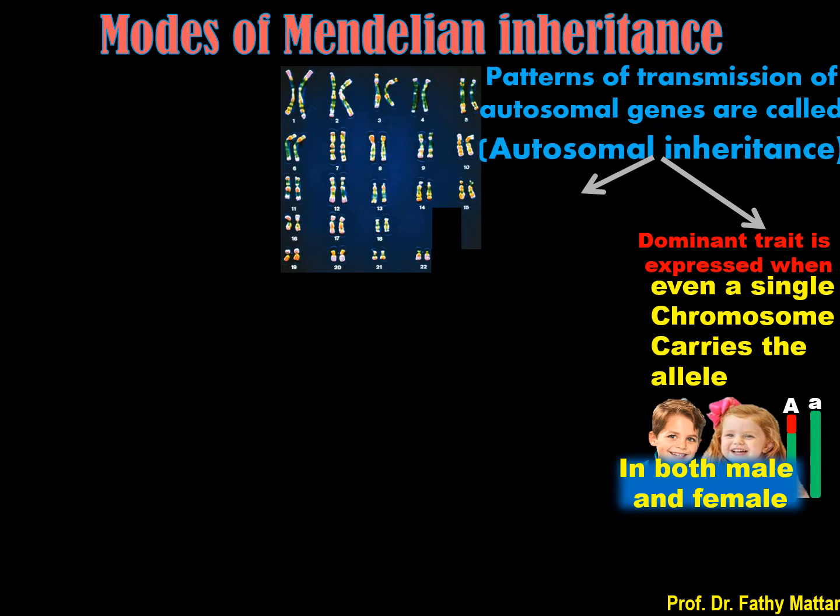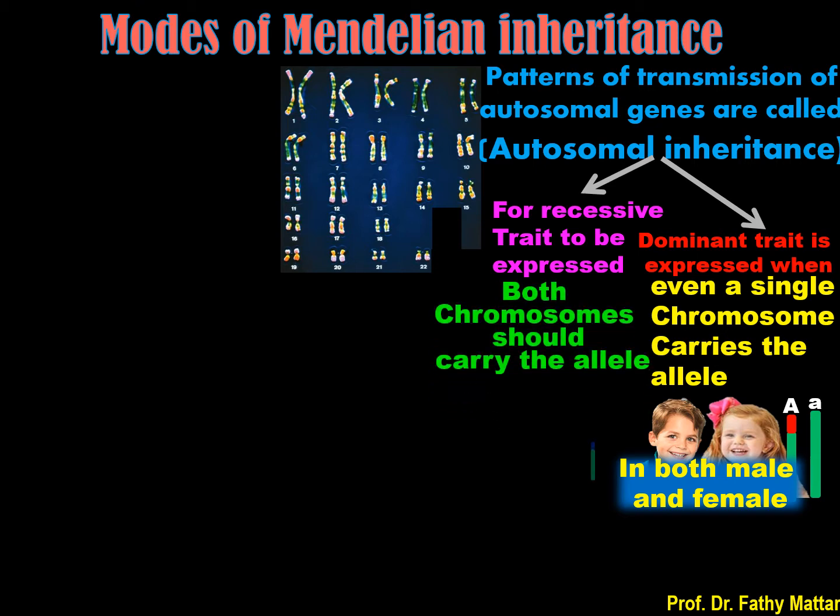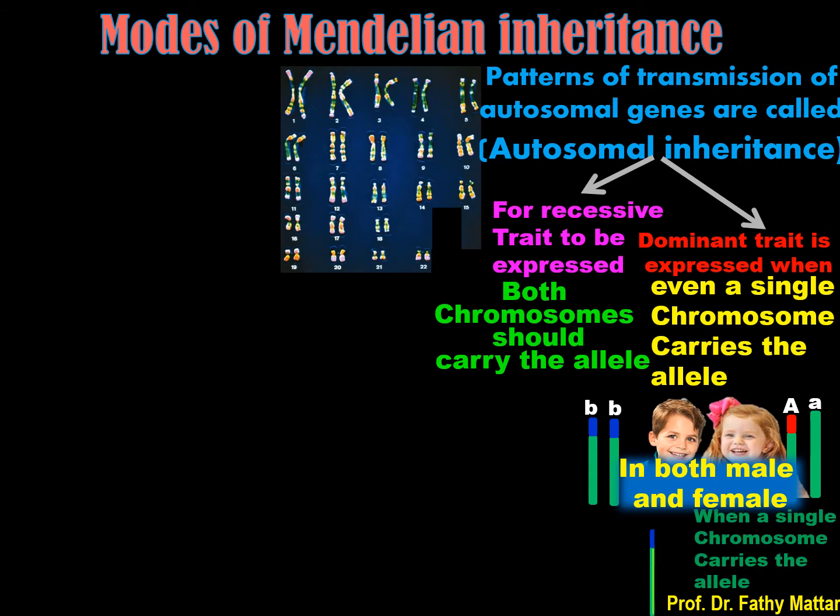However, the recessive trait has to be expressed on both genes in both chromosomes, and so both chromosomes should carry the allele. Now, if one chromosome carries the dominant and the other carries the recessive, this is called a carrier.